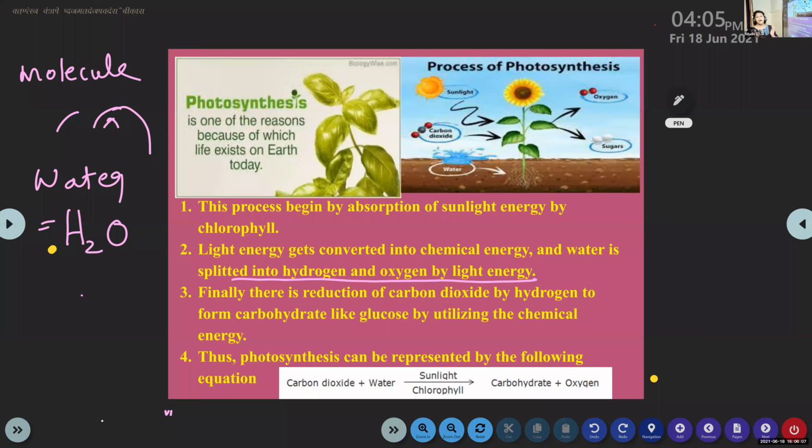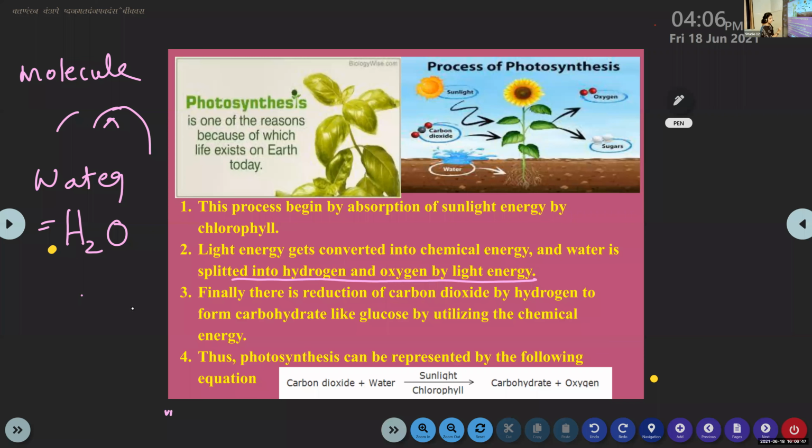First, they receive the sunlight and light energy is converted into chemical energy. As a result, water will be split into hydrogen and oxygen, and carbon dioxide will be reduced and form a carbohydrate. It will be stored in the form of glucose, and this glucose will finally be stored in the form of starch. So when you take vegetables, fruit and all, this will enter your body.